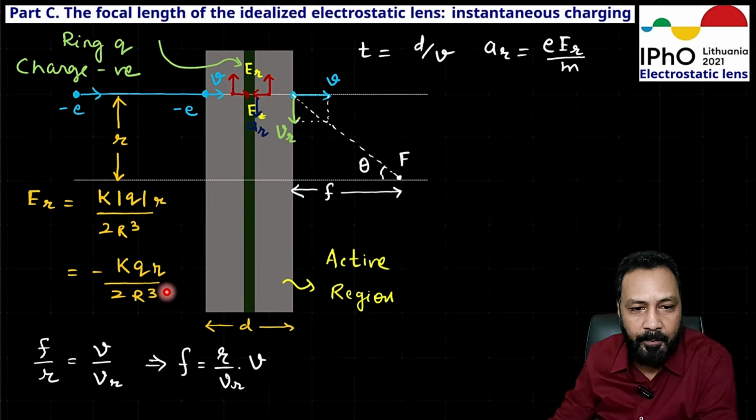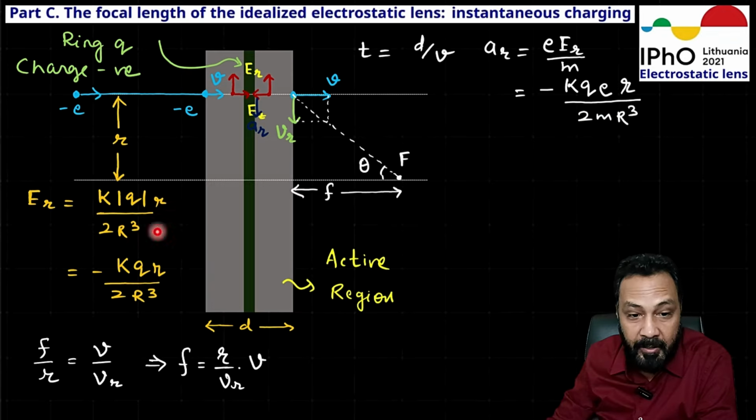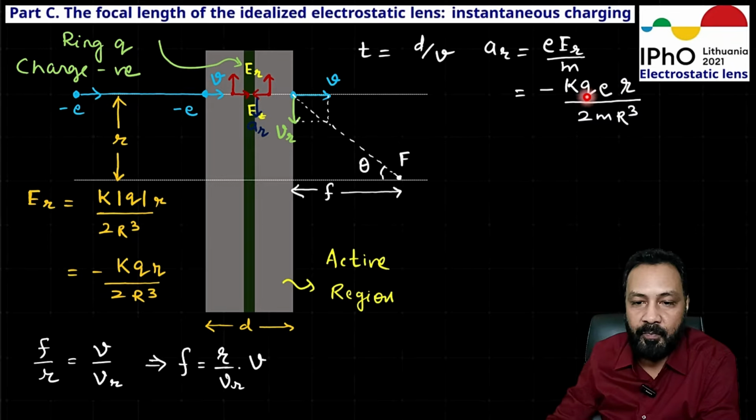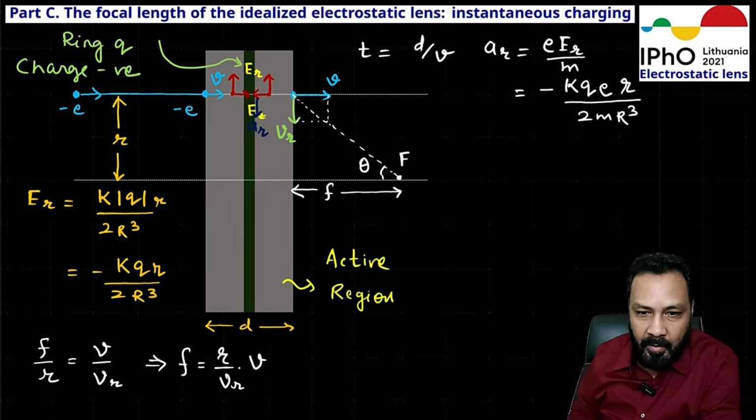Put the value of Er with sign, because this q has to be negative, so that whole thing is actually positive. So E is here, kqr by 2R cubed, and m was here and minus is here, that is ar. So this ar will give in this time the radial velocity vr.